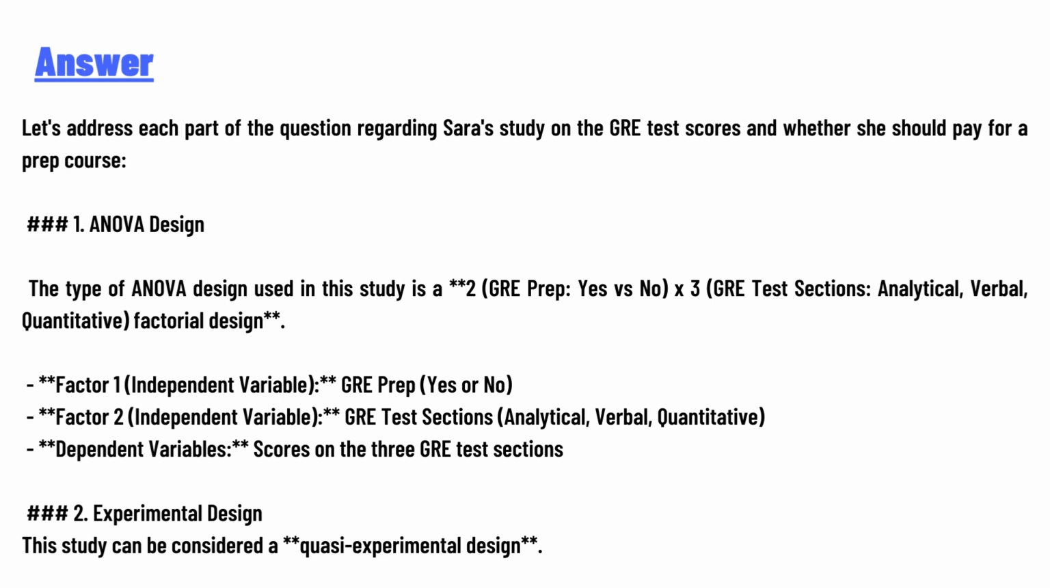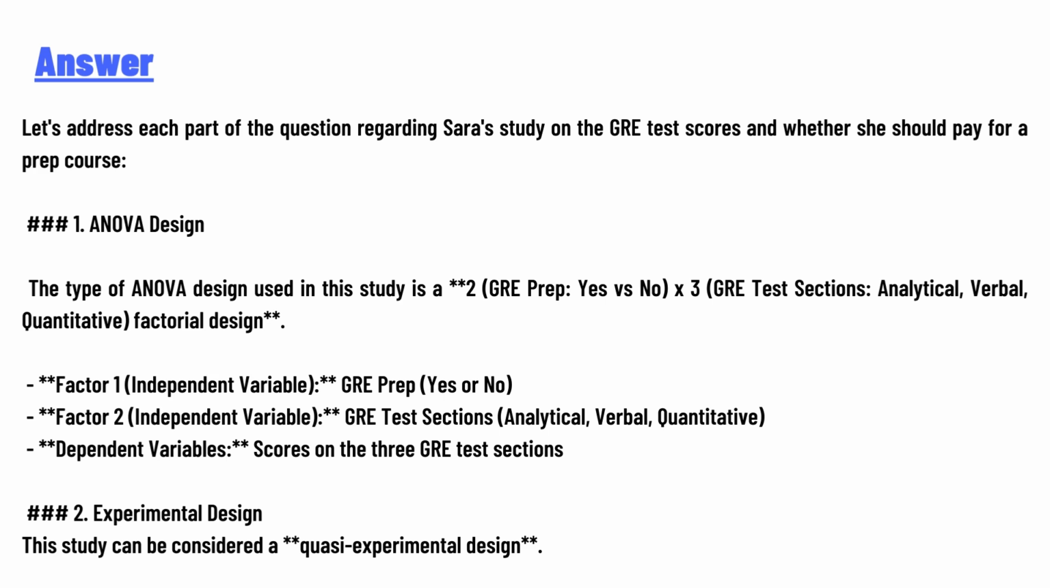And the answer to the question is: let's address each part of the question regarding Sara's study on the GRE test scores and whether she should pay for a prep course. ANOVA design. The type of ANOVA design used in this study is a GRE prep (yes versus no) multiplied by 3 GRE test sections (analytical, verbal, quantitative) factorial design. Factor 1 is GRE prep, factor 2 is GRE test sections, and the dependent variable is scores on the GRE test sections.